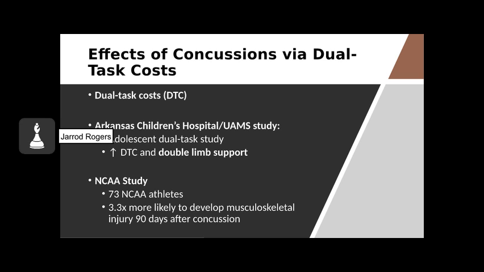A study done by the NCAA showed a subsequent musculoskeletal injury is 3.3 times more likely to occur in a patient within 90 days of post-concussion occurrence compared to a non-concussed control group.